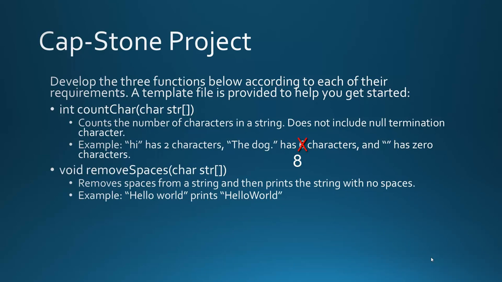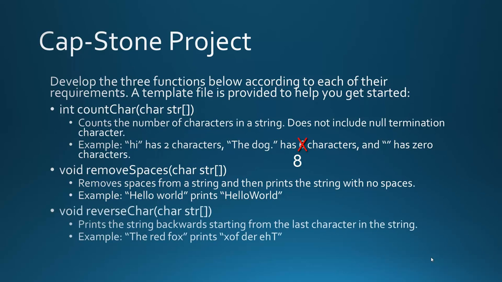Void removeSpaces will print out a string provided as an array of characters that does not have any spaces. So hello world prints helloworld with no space. Pretty straightforward. And void reverseCharacters takes an array of characters, and that will print the string backwards starting from the last character in the string.